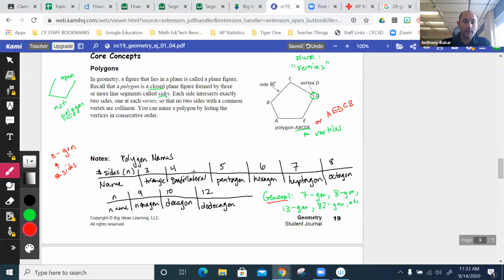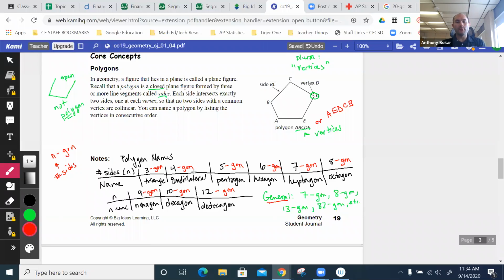For example, for 3 sides, which is n equals 3, we can either call it a 3-gon, or you could call it a triangle. A 4-gon is a quadrilateral. A 5-gon, you've probably heard of pentagons before. A 6-gon is called a hexagon. A 7-gon is called a heptagon. An 8-gon is called an octagon. And then we have 9. A 9-gon is called a nonagon. A 10-gon is called a decagon, and a 12-gon is called a dodecagon.